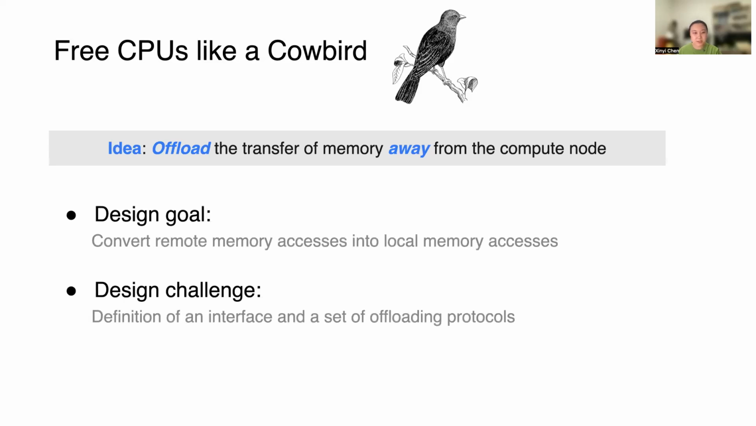The primary challenge in Cowbird design is the definition of an interface and a set of offloading protocols which are general enough for different kinds of offload engines.